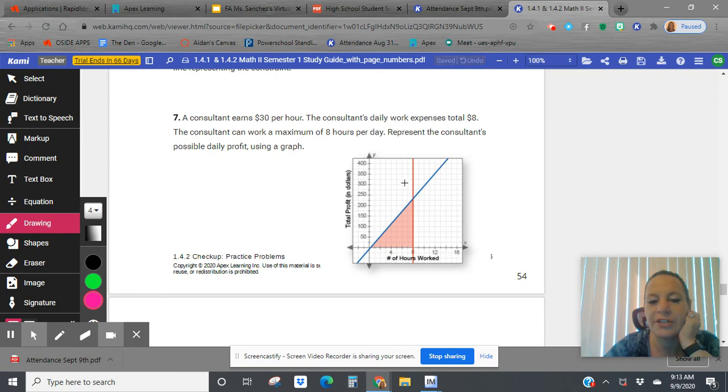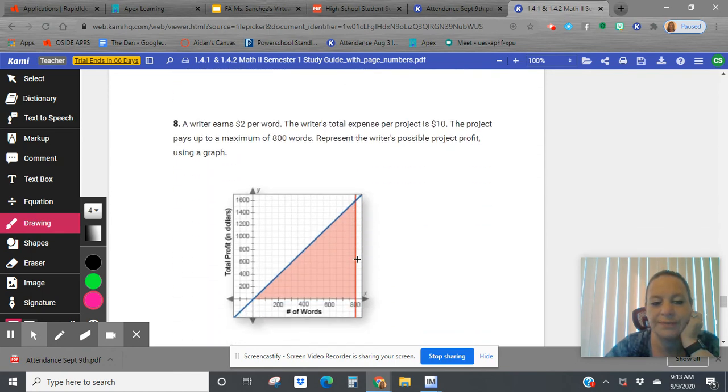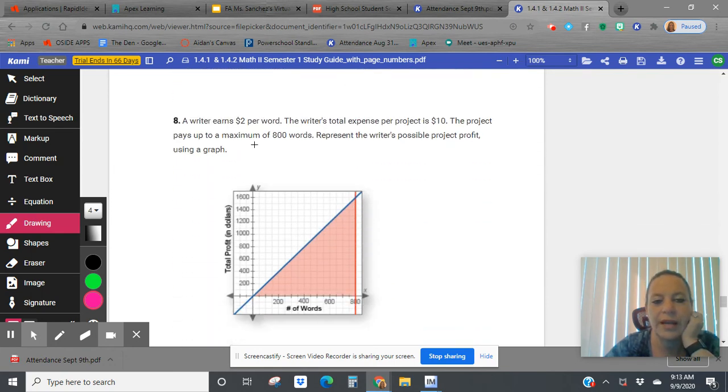So you're just going to sketch this where this is the maximum of 8, and this is how much they can earn leading up to that 8, which is a maximum. Shading all underneath is all the possible earnings, or profit. This one has a writer earns $2 per minute and the expense per project is $10.